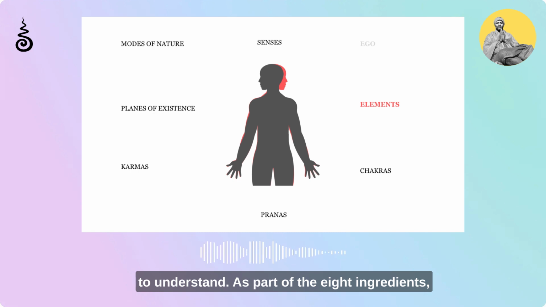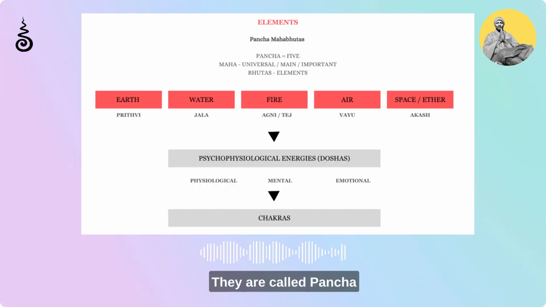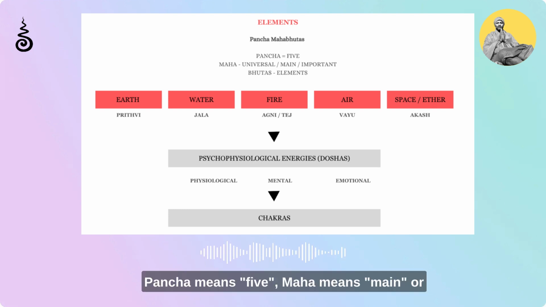As part of the eight ingredients, let's delve deeper into the second ingredient, which is the five elements that make us and their significance in harmonizing ourselves. The world is full of negative influences that limit our consciousness, and one of the greatest of these limitations is that of the five great elements which make up the universe. They are called Pancha Maha Bhutas. Pancha means five, Maha means main or most important, and Bhutas means elements, five important elements.